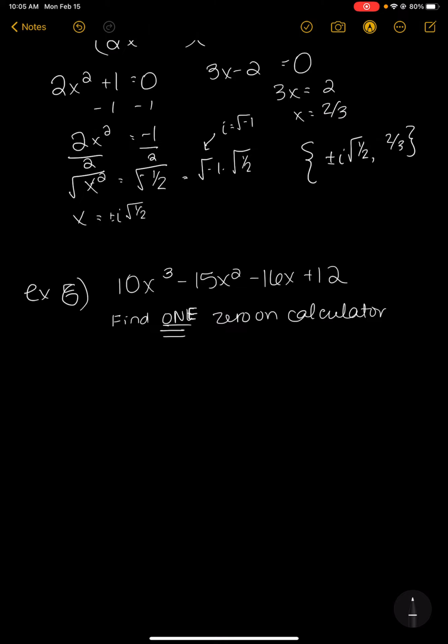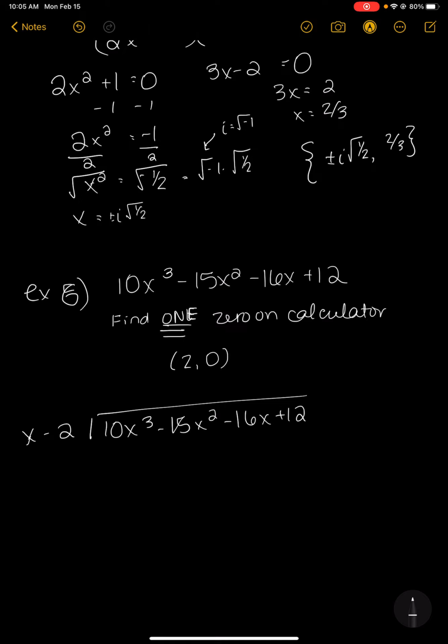So if you plug in 10x cubed minus 15x squared minus 16x plus 12 into your calculator, you should find that there is a 0 at 2, which means we can divide this function by an x minus 2. So remember, it's opposite because it's a factor, and so if you set x minus 2 equal to 0, you find that x is positive 2. So we'll go ahead and divide.